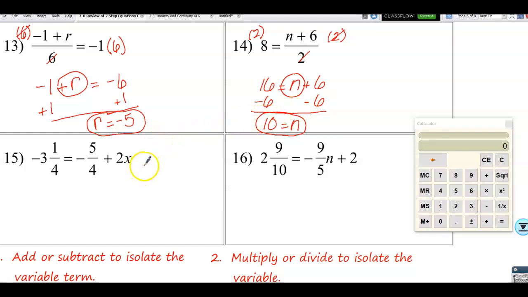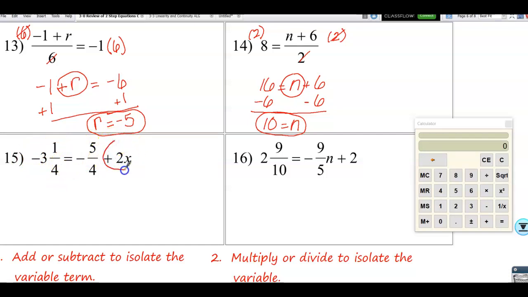You're also going to be faced with two-step equations that involve fractions and decimals. And these are a little more challenging, but you're going to want to rely on your TI-30 to do these. On the other hand, I'm kind of old school and I enjoy doing fraction problems, so it's kind of fun for me. The steps are the same though, all right?